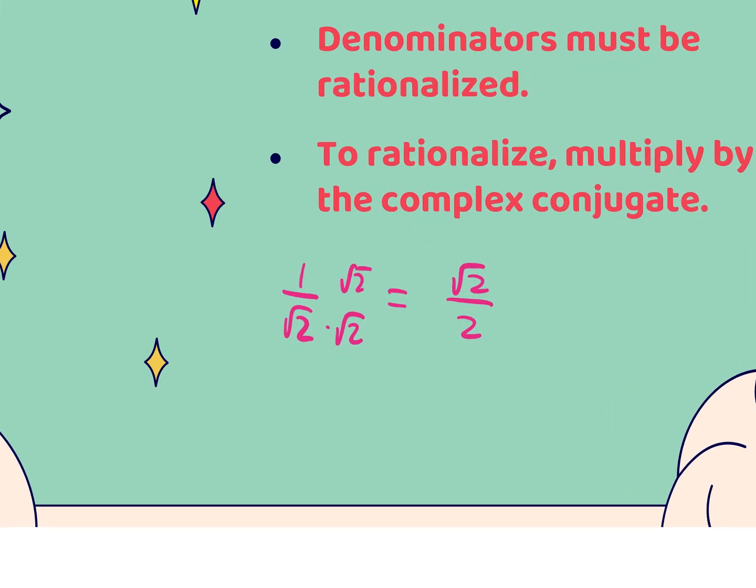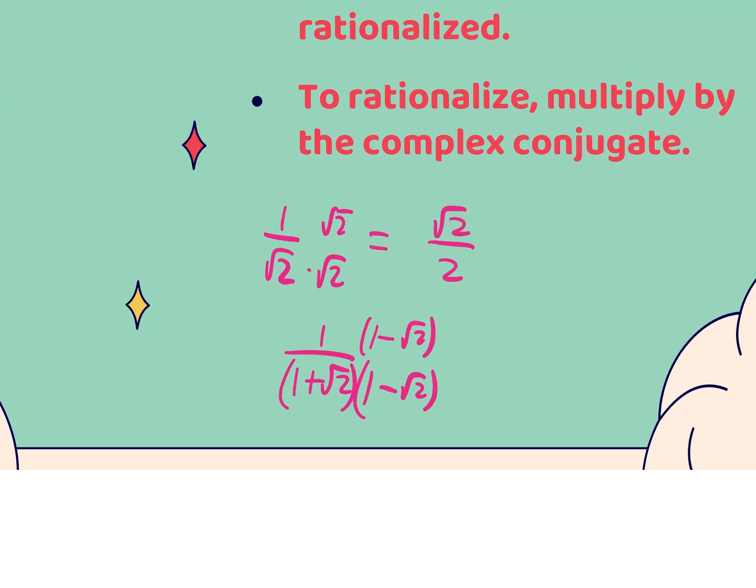Now, when you had something like 1 over 1 plus the square root of 2, you couldn't just multiply by square root of 2 or minus square root of 2. It'd have to be by the conjugate. So you'd want to multiply by 1 minus the square root of 2 on the top and the bottom. You don't have to write this down, this is just an example to refresh your memory. And when we did this, we got rid of that radical.